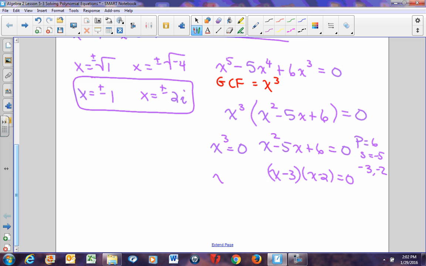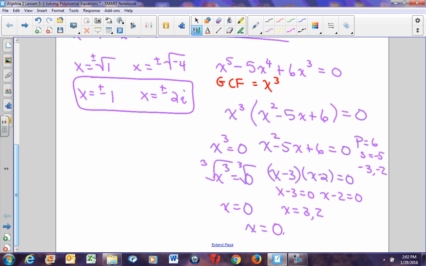And over here I have x to the 3rd equals 0. If I take the cube root of this, the cube root of 0 is still 0. Here, if I solve each one of these for 0, x minus 3 equals 0 and x minus 2 equals 0, so x will equal 3 and 2. So the solutions to this polynomial equation are 0, 3, and 2. And the order doesn't matter how you list them. You can list them smallest to largest if you'd like.